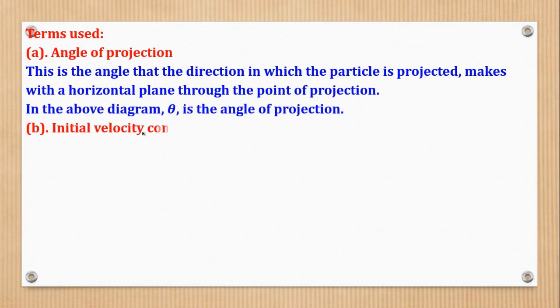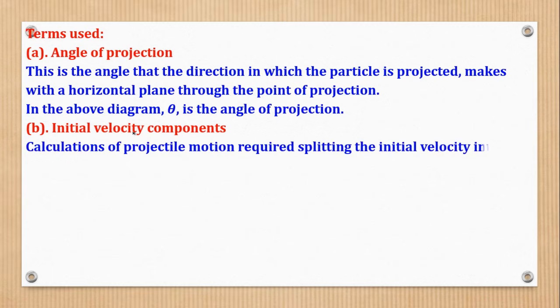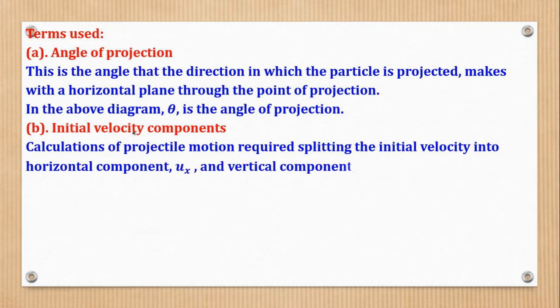Okay, then another term is called initial velocity components. Components, like we saw in the video on vectors and scalars, are got by resolving. So this one has two components: a vertical component and a horizontal component. Calculations of projectile motion require splitting the initial velocity into two components, that is Ux and Uy. Ux is the horizontal component, Uy is the vertical component.